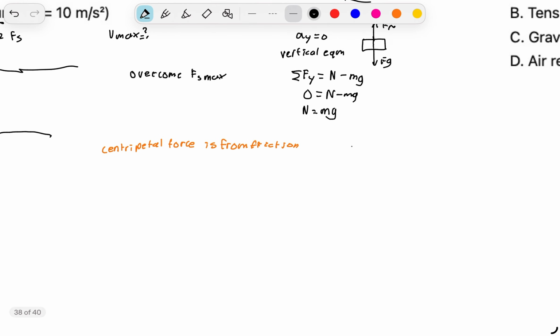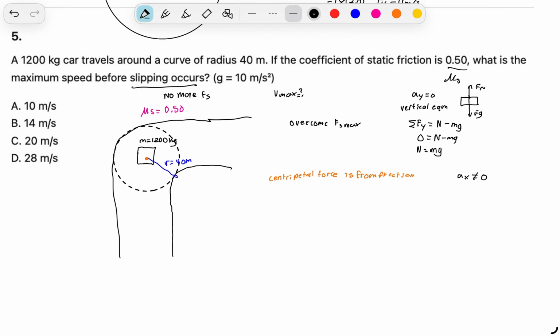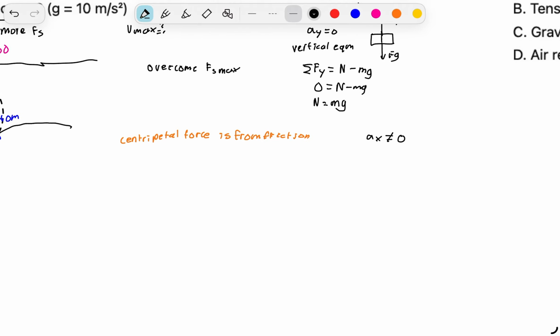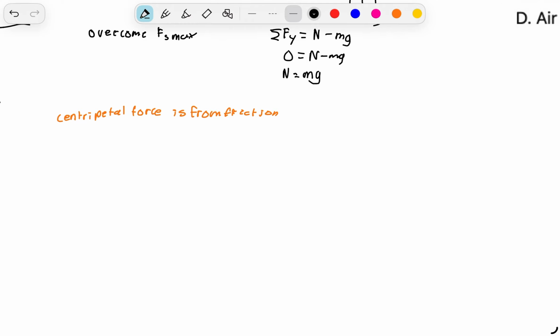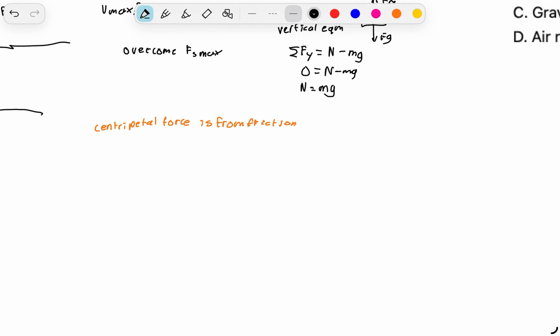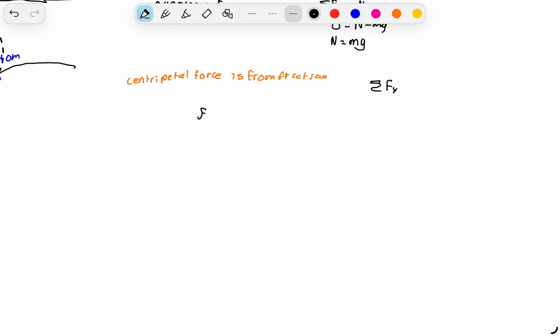But we know that in our horizontal direction, your acceleration is not going to equal 0 because we're going to be moving. So we have something that is providing a centripetal force. It must be from the Fs. So we have to find what Fs max is. So that's going to be mu s times your normal force, and your normal force is equal to mass times gravity, and you can just substitute in.